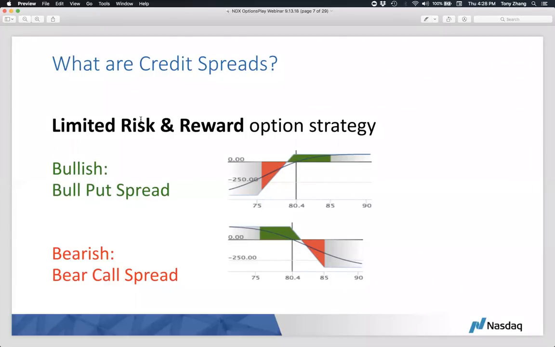So first of all, a credit spread is what we consider a limited risk and reward option strategy that allows you to take a loose directional view on an underlying stock, ETF, or index. So when we're talking about a bullish view on an underlying ETF or index, this is where you would trade a bull put spread. If you're bearish, you would trade a bear call spread. So let's actually look into how to construct these so that we can define how to actually trade these in the strategy.